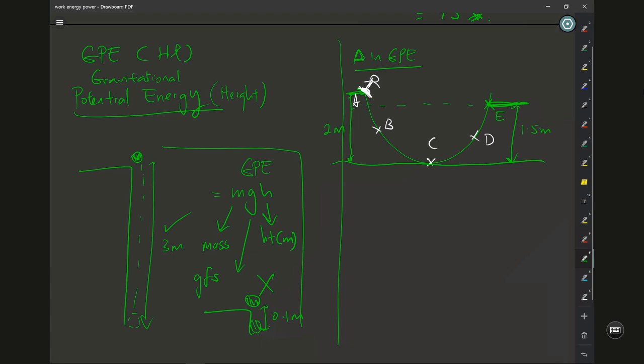Did the skater gain or lose GP in the entire process? For us to work that out, is that change, so is it a gain or loss in GP?